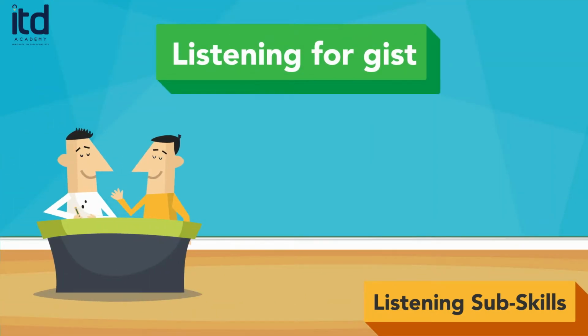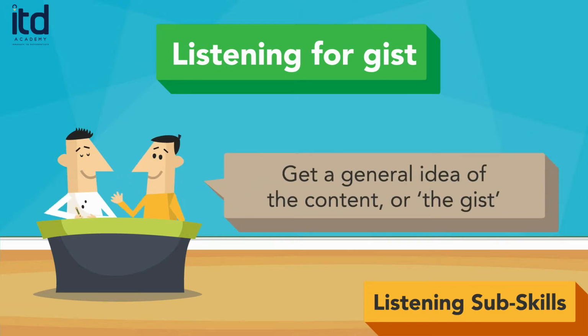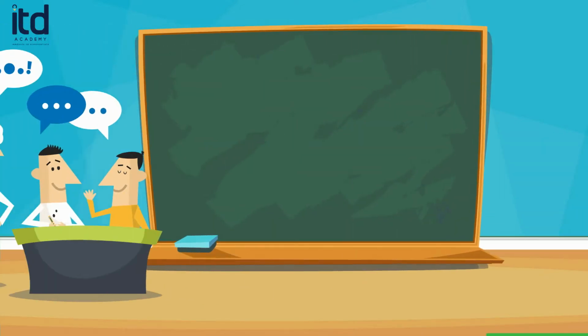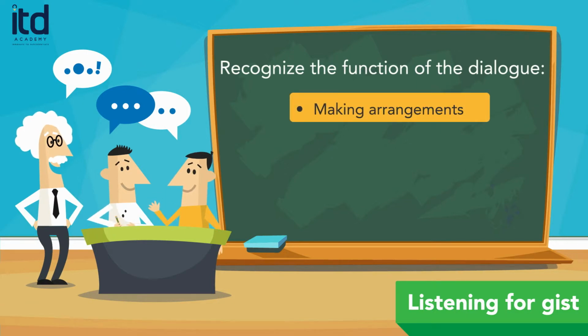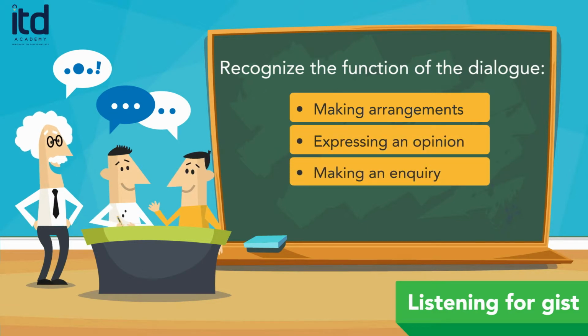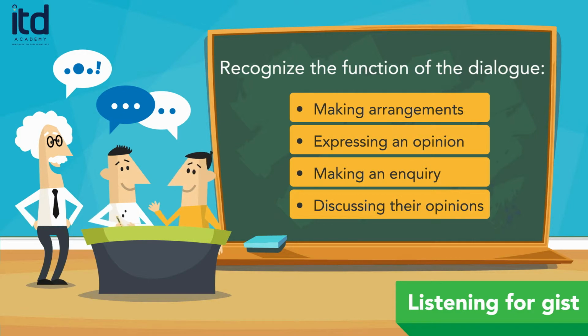Listening for gist. There are times when we listen to something in order to get a general idea of the content, or the gist, rather than specific details. Sometimes we need to recognize the function of the dialogue. For example, is the speaker making arrangements, expressing an opinion, making an inquiry? Are the speakers discussing their opinions of a book they have both read, or are they having a row?